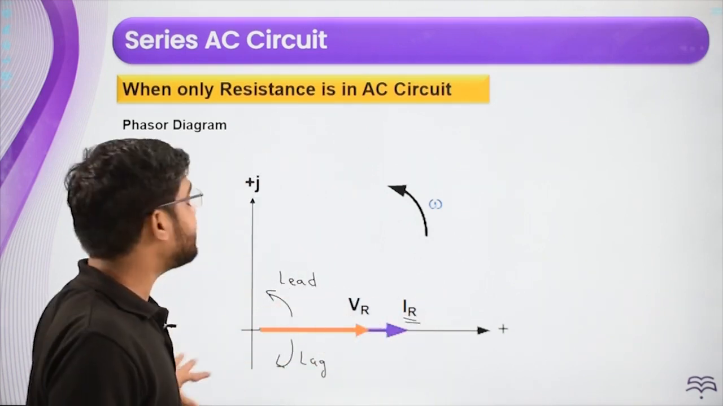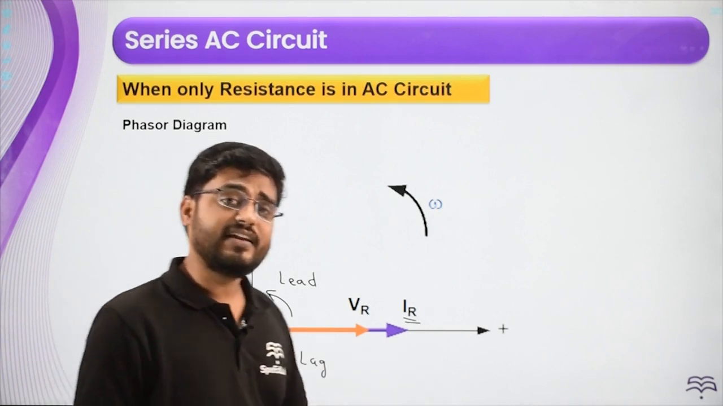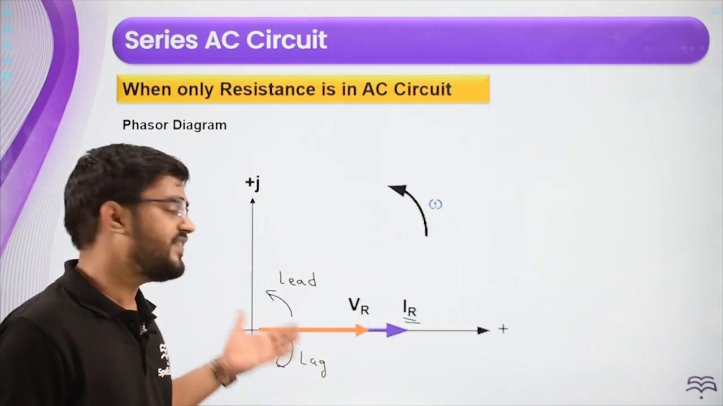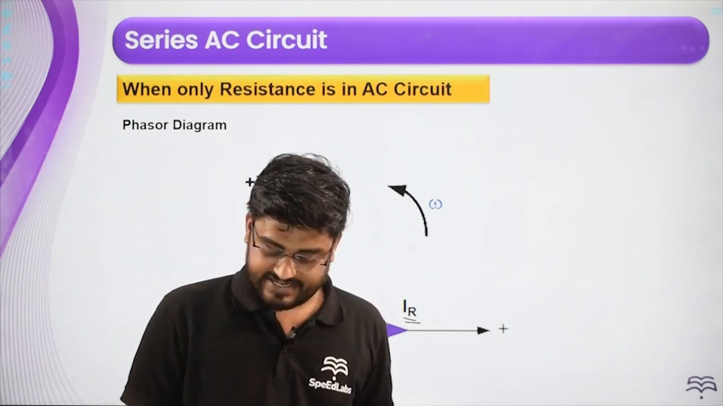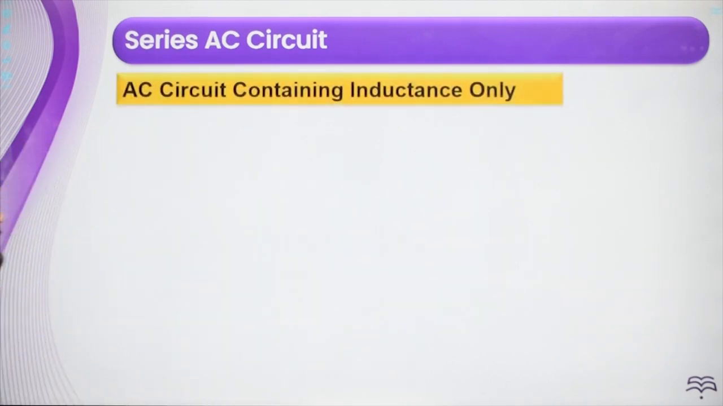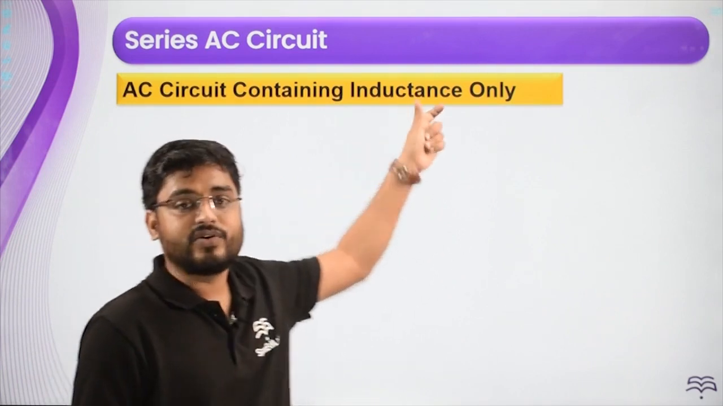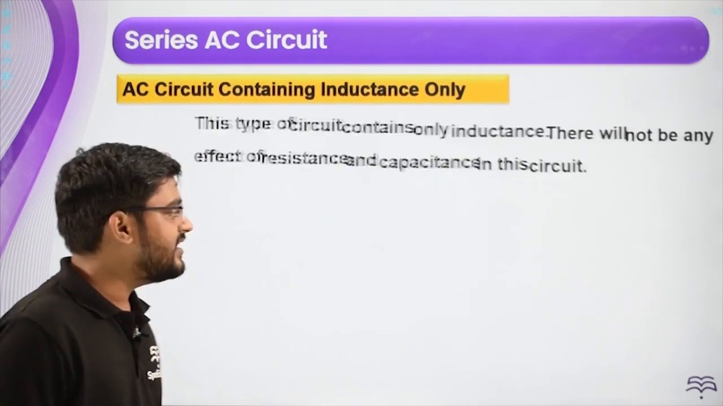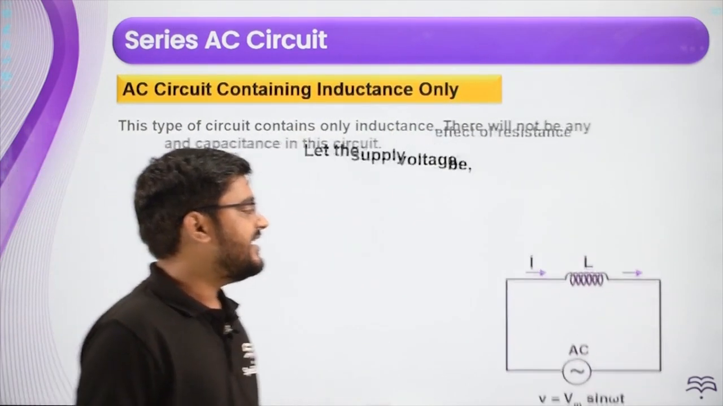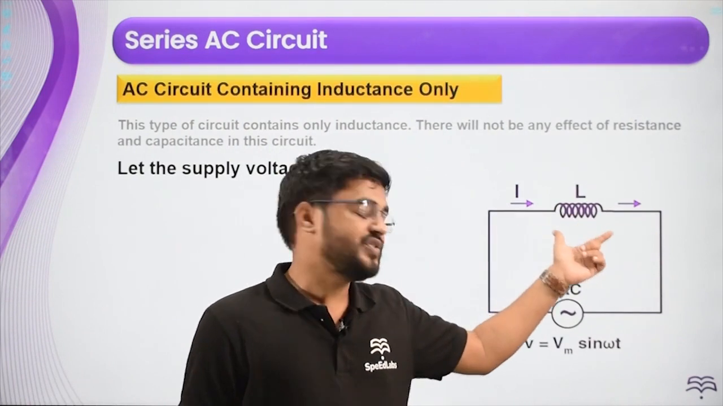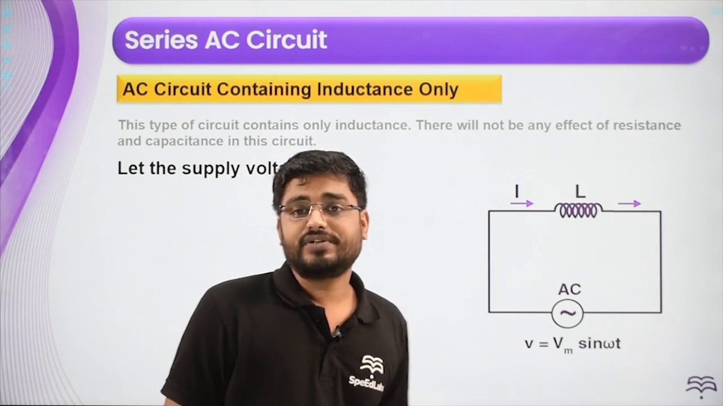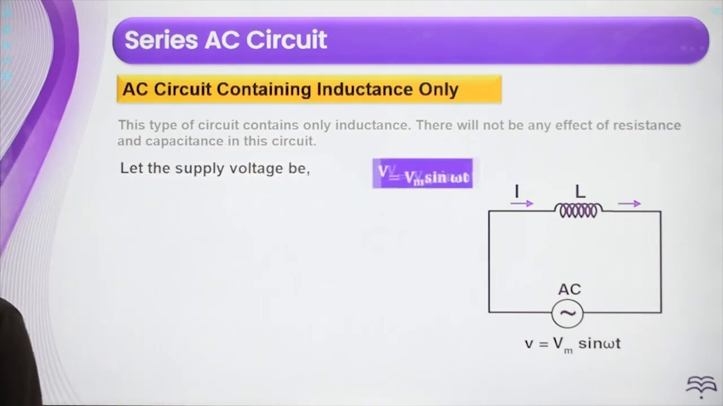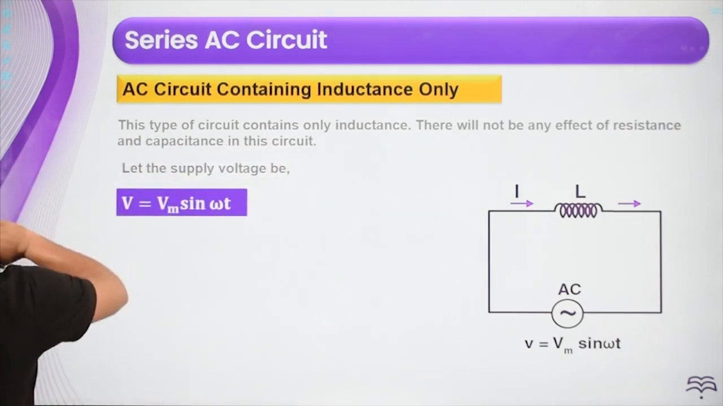We are going to discuss the phasor diagram in more detail, and it will make more sense when more components add up. So let us discuss the next case where we are connecting an inductor, okay? Here instead of a resistor, we are replacing it with an inductor. This is a single inductor connected across a voltage source, and this is again an AC voltage source. Let the voltage be Vm sin omega t.